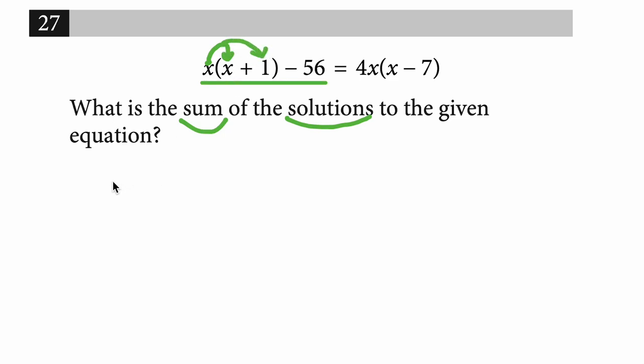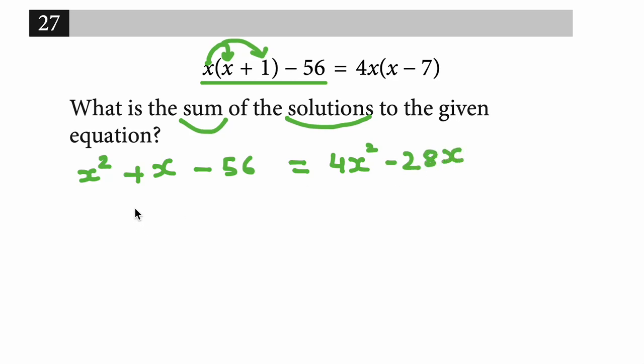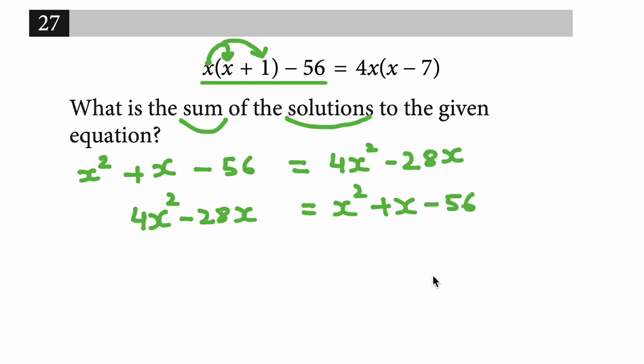So x times x is x squared, plus 1 times x is x, minus 56, is equal to 4x times x, which is 4x squared. 4x times negative 7 is negative 28x. Now I am flipping the terms, but even if you do not flip it, you are going to end up at the same equation.